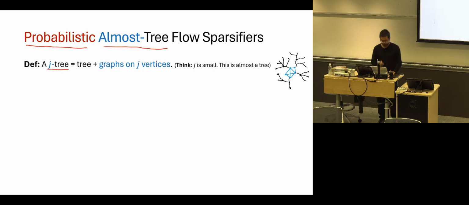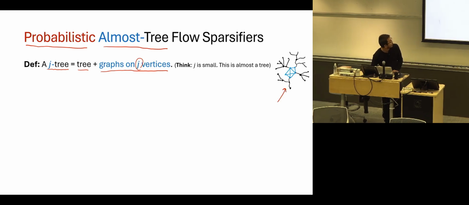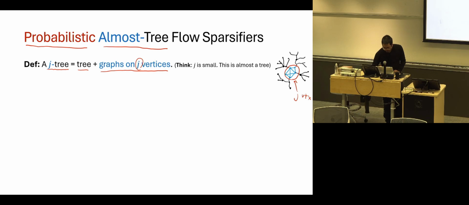So what is this? This is a tree, which can have n nodes, union with an arbitrary graph, but it only has j vertices. So think of j as small. Maybe this is an example of a j-tree. There is a core part here, the blue part, which contains j vertices, and every other part looks like a tree.